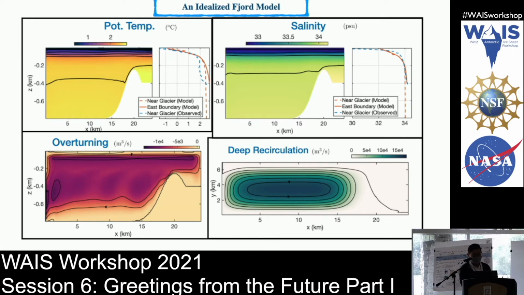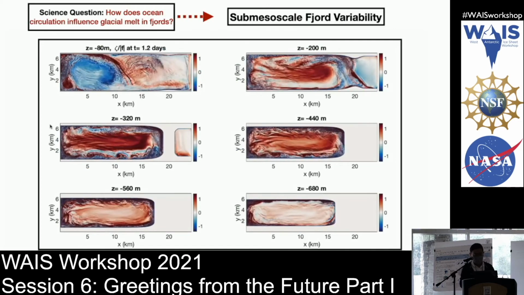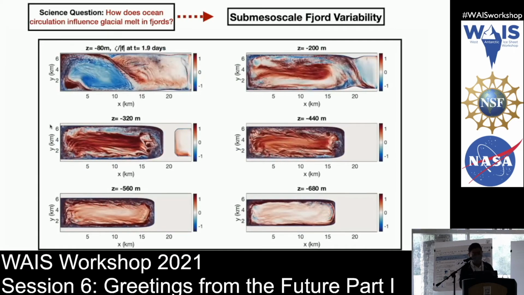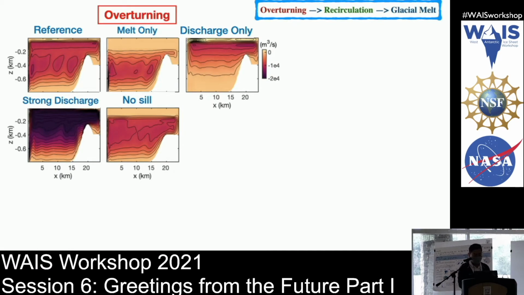And coupled with this is a deep recirculation, which, in the previous slide, you kind of got a sense of, at a whole range of depths. And so I'm going to focus on the overturning and recirculation and then hopefully tie that to the melt rates. I'm going to highlight 3 cases. The first is the reference case, which has both a melt plume parameterization, parameterizing the process of a continuous source of meltwater at the glacial face, as well as the discharge plume.